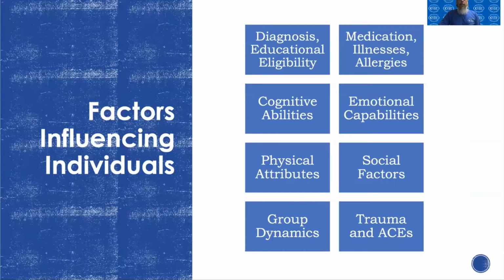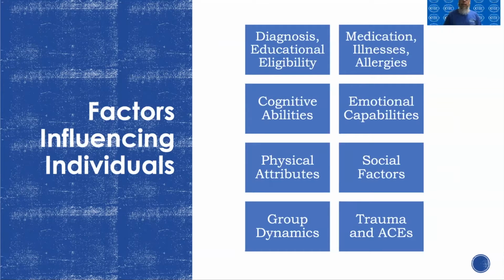Some factors that influence the way our individuals cope are diagnosis and educational eligibility. We all know that little Dougie is ADHD, so he's not going to be able to sit for long periods of time without getting up and moving about. Be aware of the symptoms and predictable behaviors that students have with a diagnosis. When you're aware of those, you can be better informed when making educational decisions and choosing teaching strategies or activities based on their diagnosis and educational eligibility.